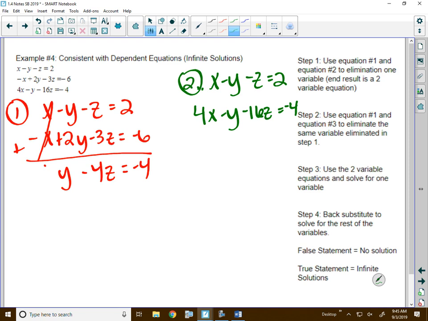Out x in step 1, I'm guessing you did the same thing because it was already ready to go. We agree on that for step 1? So in step 2, I need to cancel out x. So I'm going to multiply the top row by what? -4. I'm going to put it up there so you can see it.